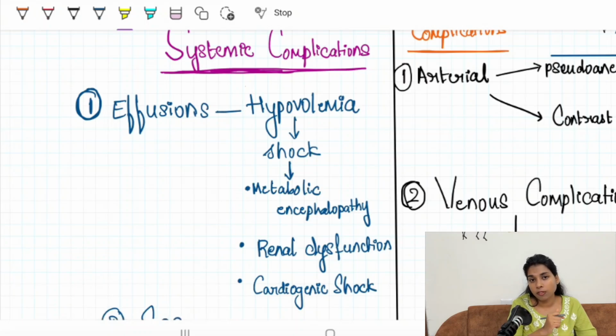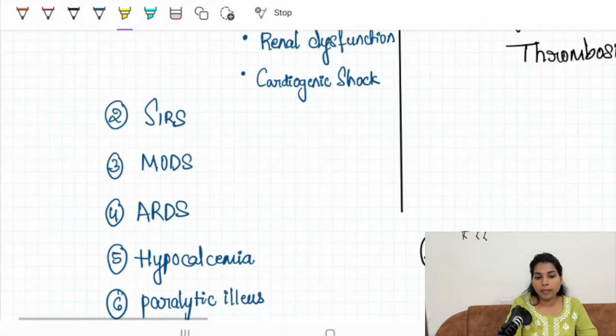The systemic complications include inflammation. Inflammation will cause vasodilation. Vasodilation will lead to release of fluid from the vessel into the third space, causing ascites and pleural effusion, which will lead to hypovolemia. Once there is hypovolemia, there is reduced oxygenation to the tissues. Because of this, the patient will go into shock. The complications of shock will be like metabolic encephalopathy, renal dysfunction, and cardiogenic shock. Then the other complications being systemic inflammatory response syndrome, multi-organ dysfunction syndrome, acute respiratory distress syndrome, hypokalemia, and paralytic ileus. These are systemic complications.